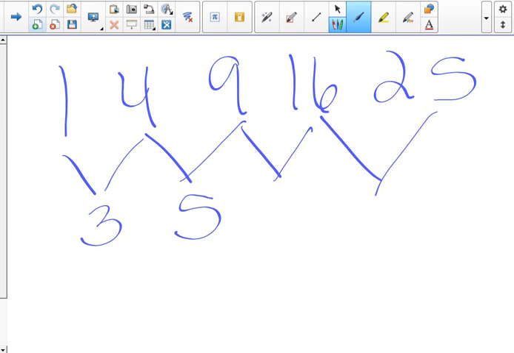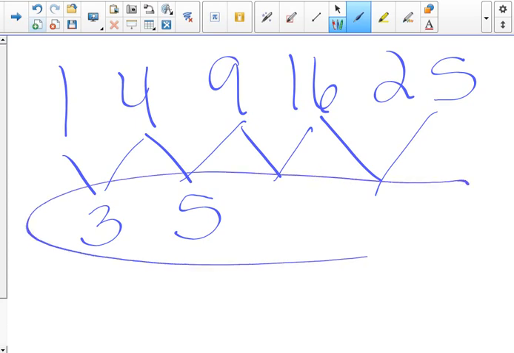Look one more time. What we're looking for is, are all of these differences the same? When you subtract every adjacent number from its previous number, are all of those differences the same? Are they the same? Check again.